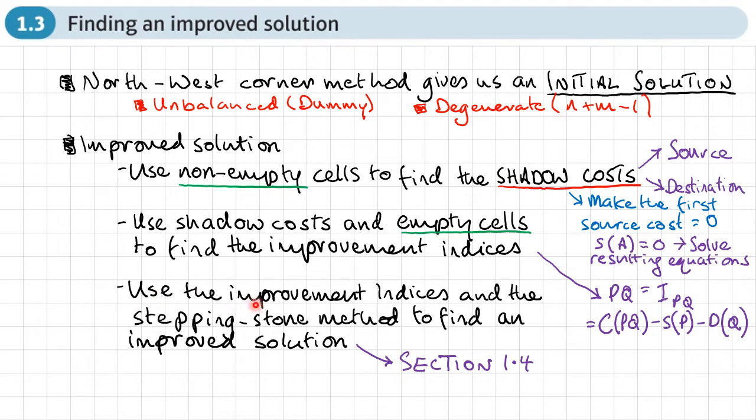Then the next part is using these improvement indices and the stepping stone method to find an improved solution. So in the next section we'll go through this stepping stone method. By the time we get to the end of this video, we'll be 2/3 of the way through finding an improved solution, and then once we've done all 3 steps, we loop around and iterate these steps until we find an optimal solution.